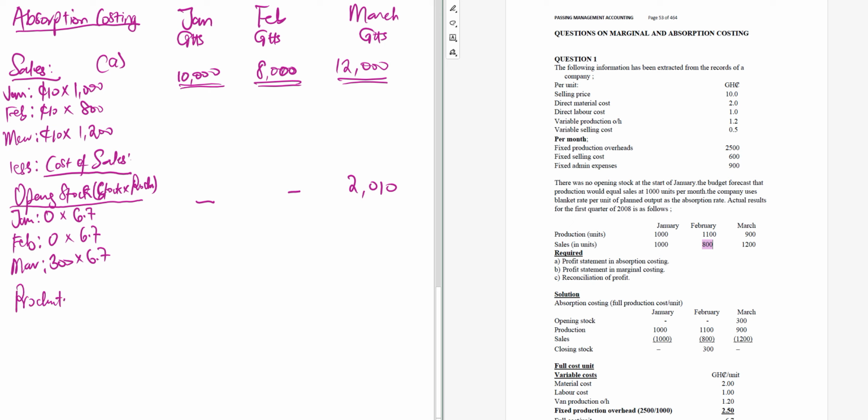Production costs, because we have already computed the production cost. When we take January we produced 1,000 units, so all the 1,000 units will be valued at the same 6.7. So 6.7 by 1,000, that gives us 6,700 for January. So it's simply the production units, how much you produced, by the cost of production, which we calculated. For absorption costing, it was 6.7 because it's full cost. It includes fixed cost already.